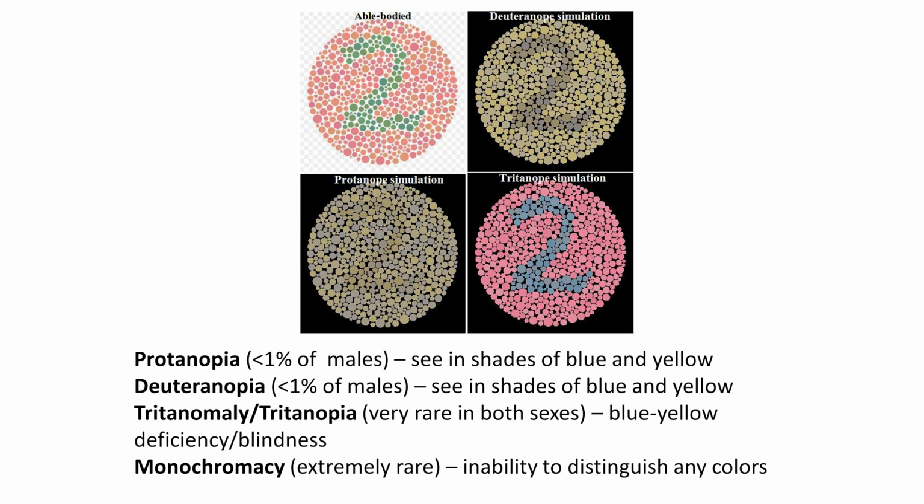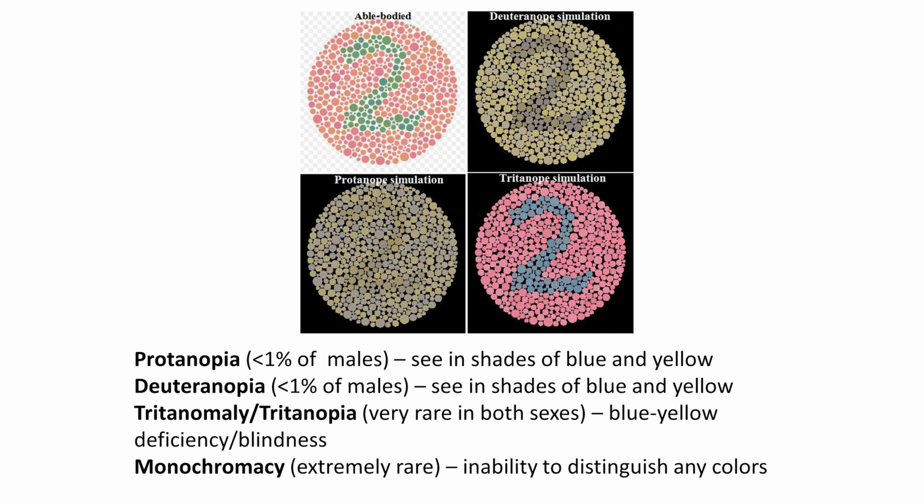Some examples of what someone with these visual impairments might see are simulated in this image. And if you don't have any visual impairment, you'll be able to clearly distinguish shades of red, green, and blue, well, greeny blue, and clearly make out the number 2 in the middle. Deuteranopia and protanopia are going to see in shades of blue and yellow.